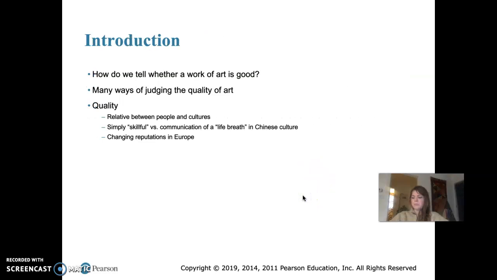So, starting off this lecture, how do we tell whether a work of art is good? Is it innovative? Does it move us? Is it skillful? How do viewers evaluate art to determine whether it has quality? Our preferences about art are often connected to our own personal, deeply held beliefs, so that makes it tricky to judge art, really, because we're all different. How a work of art is evaluated varies from person to person and culture to culture.